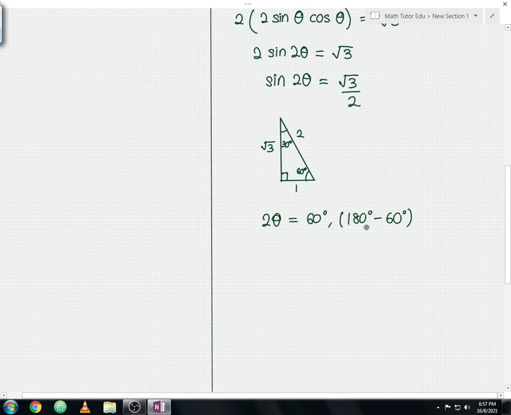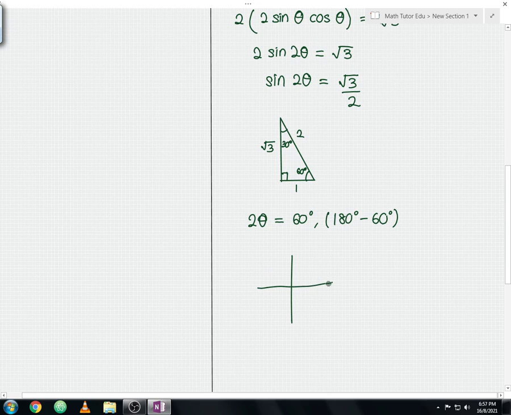If you think you can just leave the answer with these two solutions, you are totally wrong. Why am I saying so? This 2 theta means that your angle has been revolved 2 times. For example, let's say this is your axis. You start from here and it moves anti-clockwise one time, so this is one complete round, and then it moves into the second round.